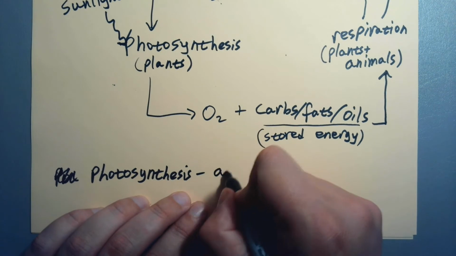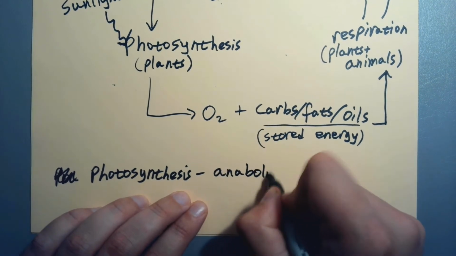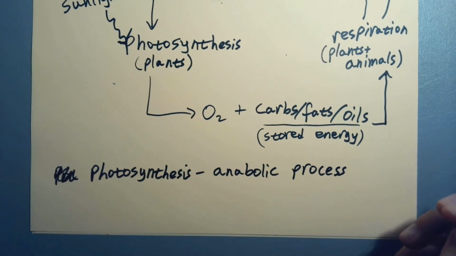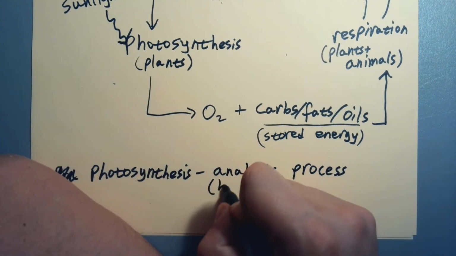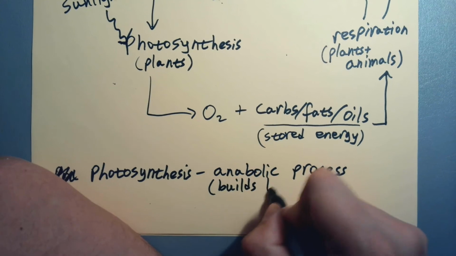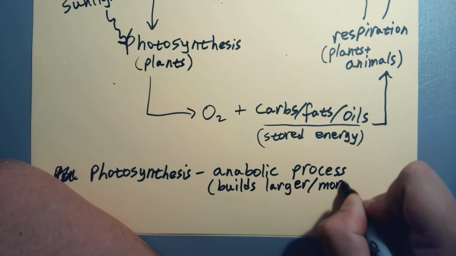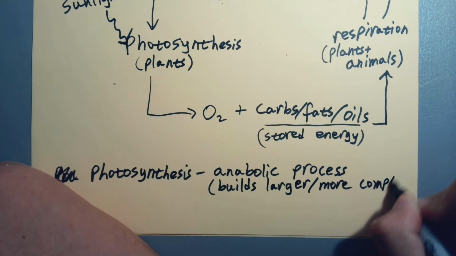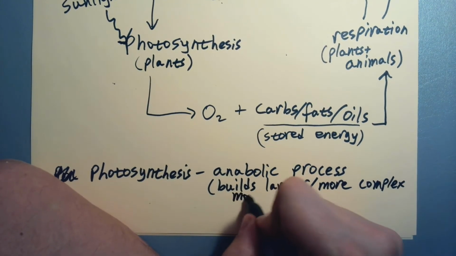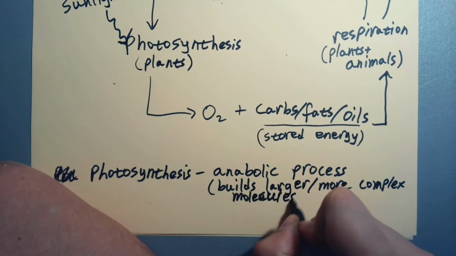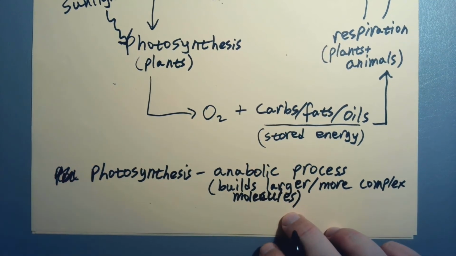We call this an anabolic process. And what that means is it builds larger, more complex molecules, and it uses energy to do that. So it uses energy to build stuff.